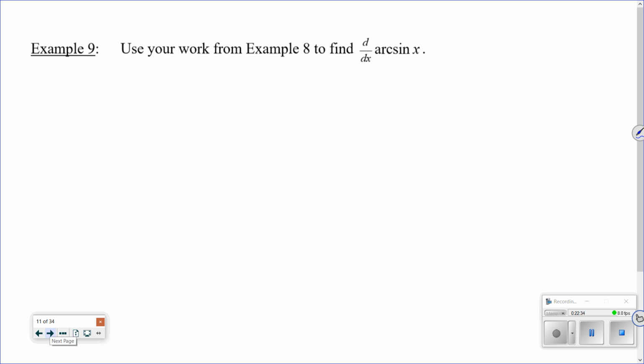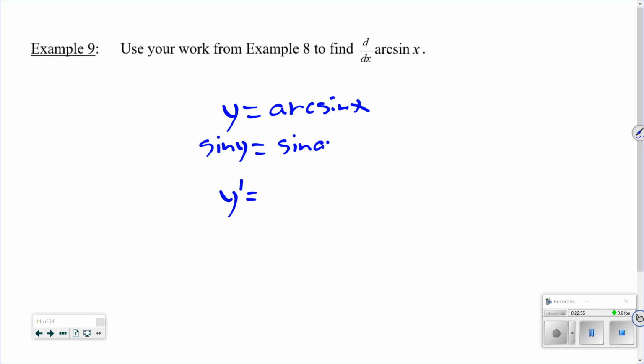So what I'm going to do to find that, I'm going to set it up. I'm going to write it as y equals arc sine of x. And I want to find y prime. I want to find what y prime equals. Well, the problem is I don't know how to take the derivative of arc sine. So I'm going to take this top equation and rewrite it. I'm going to take the sine of both sides. I'm going to take the sine of y equals the sine of the arc sine of x.